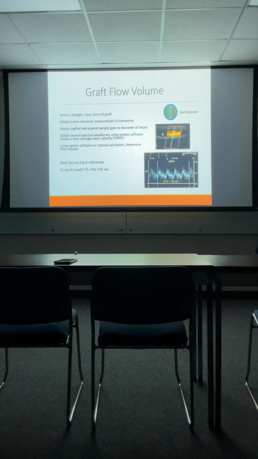Once you get the graft diameter, then you're going to turn long on it, and you're going to place your sample volume right where you measured the graft diameter, the same spot. Then you're going to increase your sample volume to fit the diameter of the graft, because you want to be able to sample all of this flow in here. So make your sample volume the same width of the graft.